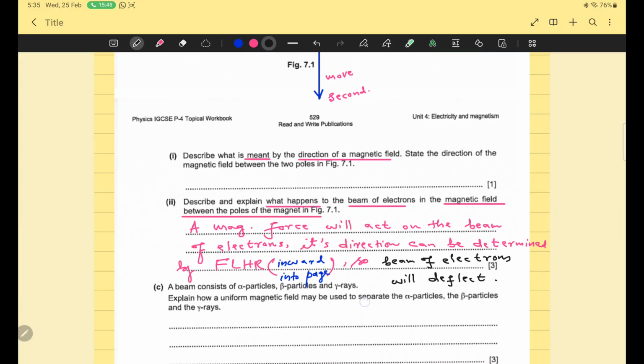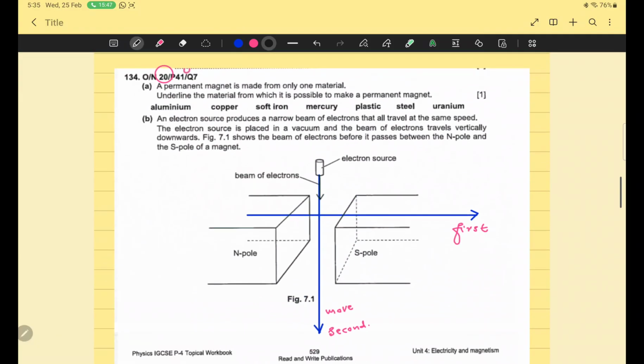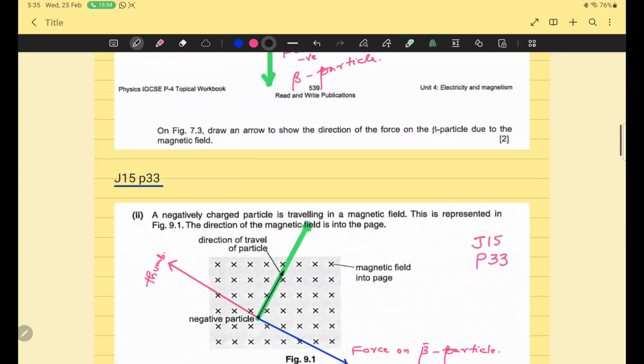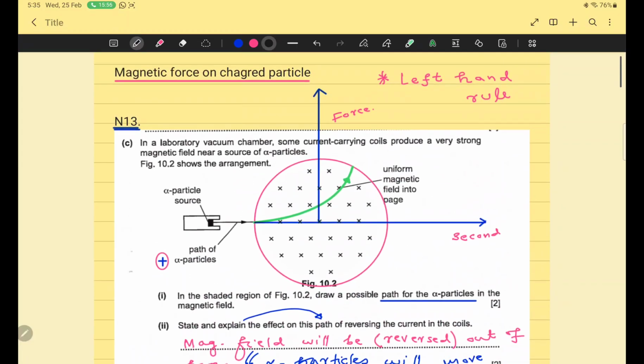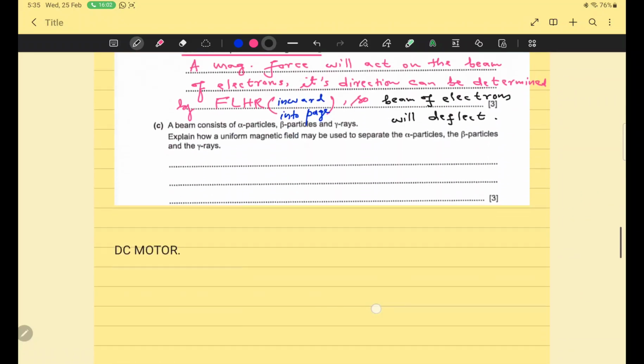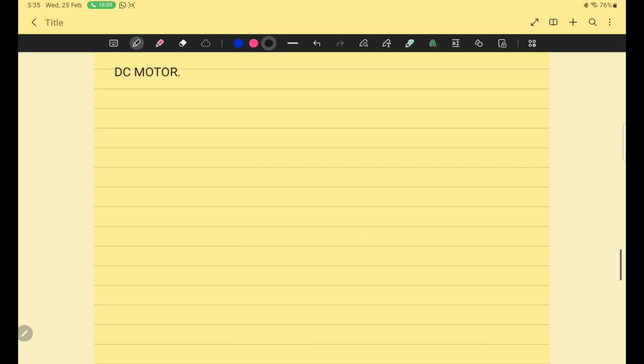Beam of electrons will deflect, and it will be deflected into the page, into the screen. Okay, so this topic I think we have completed, and no more questions in my read and write book. And we have done at least four questions, so it is enough. And now we should move forward. And now we are starting our next topic, that is DC motor.